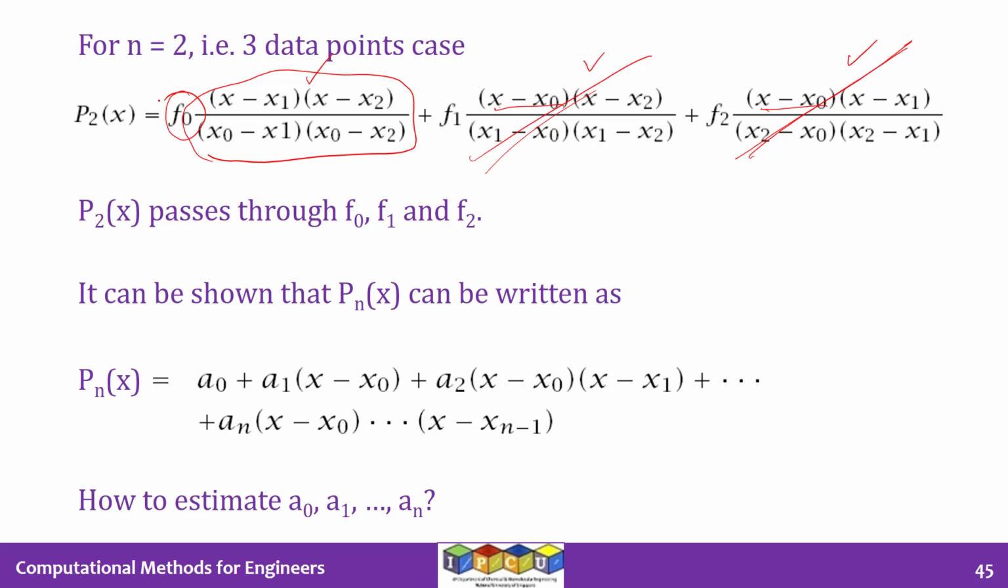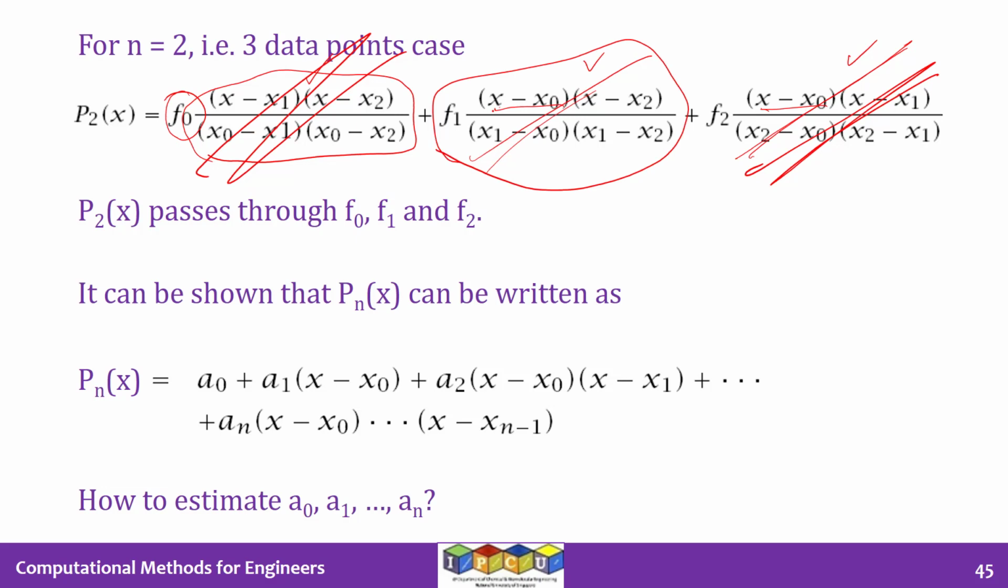Similarly, when x is equal to x1, this term will go to 0, this term will go to 0, only this term will survive. And when x is equal to x1, this term will be equal to 1. So p2 at x1 is going to be f1. Therefore, p2 of x passes through f1 perfectly.